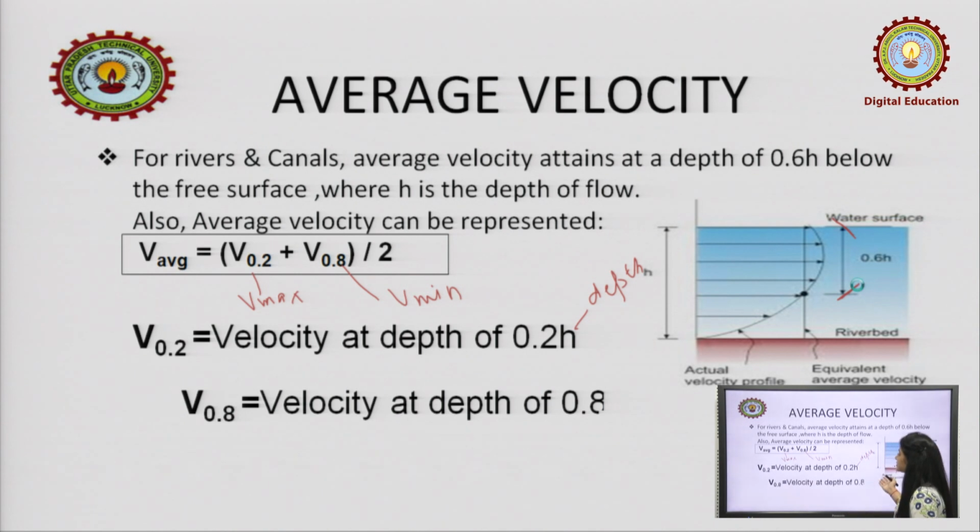Now, we can say this was about the empirical relationship, or it is based on case study. This formula is derived from case study. Now, we can derive the equation for calculating average velocity.